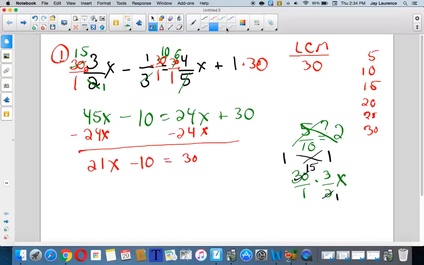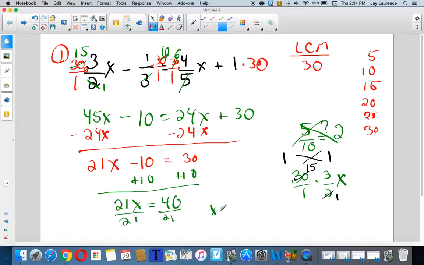Now it's just a two-step equation. So I'm going to add 10 to both sides, and I'm going to get 21x equals 40. I'm almost done. I'll divide by 21. And so you could tell me that x equals 40 twenty-firsts. Or if you wanted to, you could turn that into a mixed number. I think it'd be 1 and 19 twenty-firsts. I believe that's right. Okay?